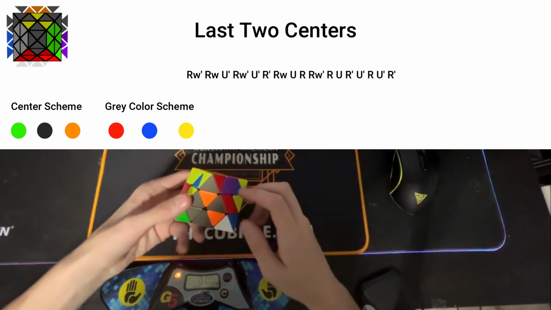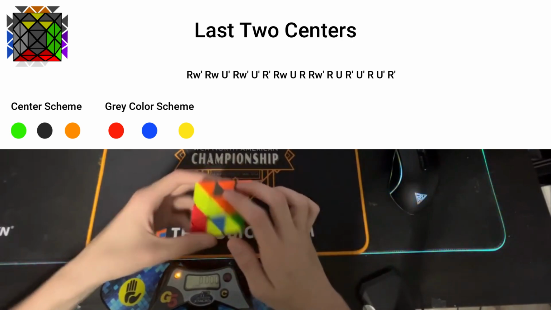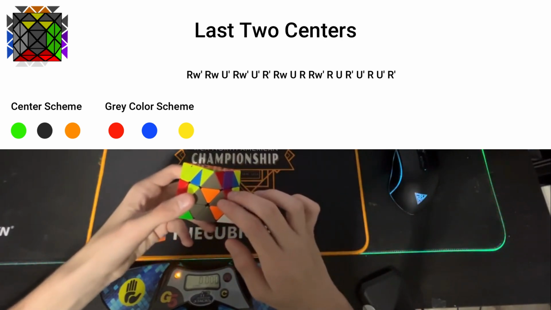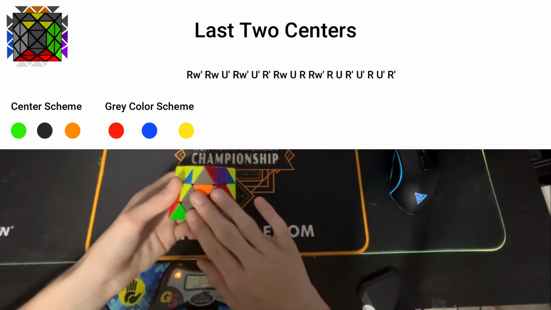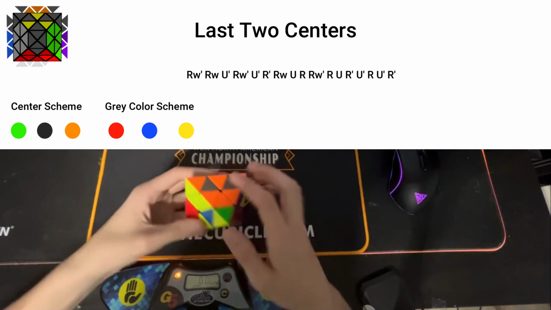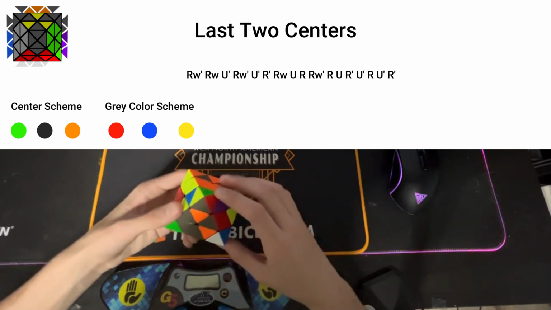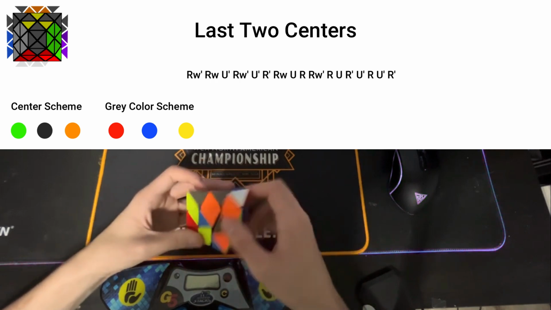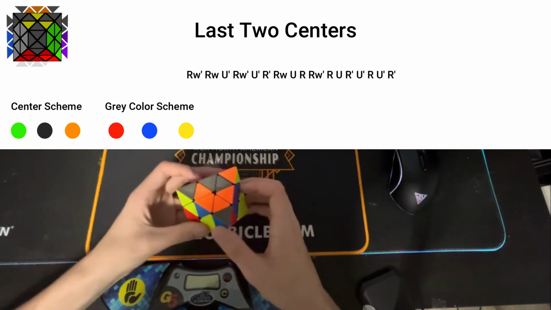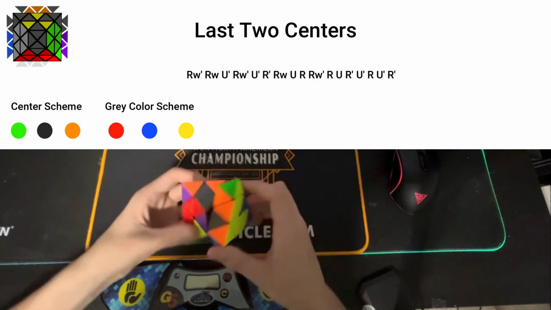Now, in the event that you have both of these triangles up here, and this last edge is already on this gray center, then you could put these two triangles up in the back here, and you could just do R, U prime, R prime, and then it gives you the insert, which would then be U prime, R, U prime, R prime.